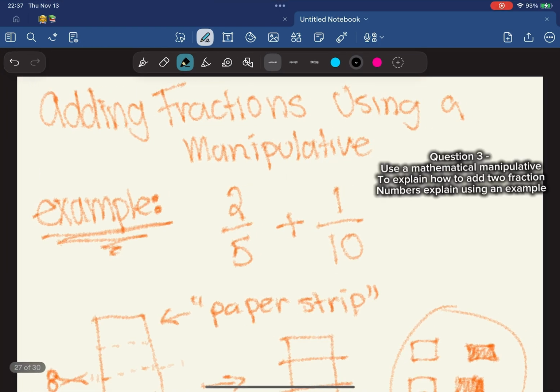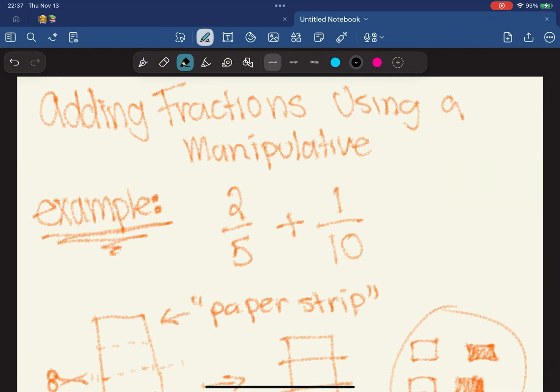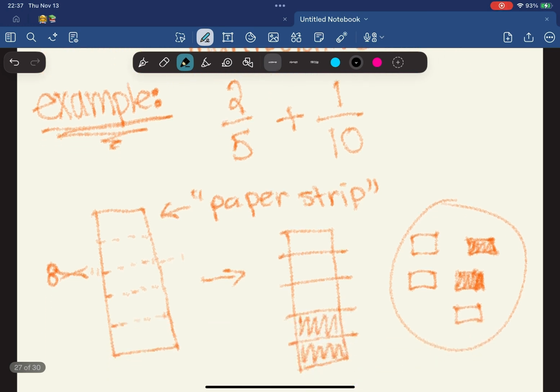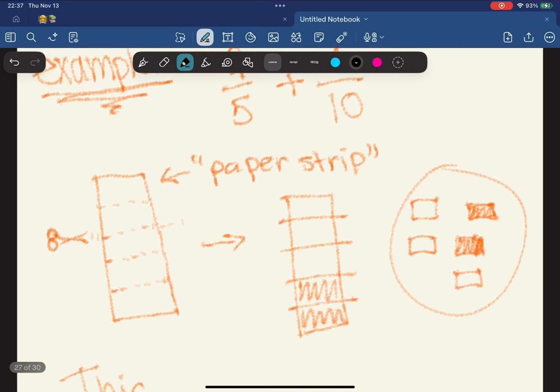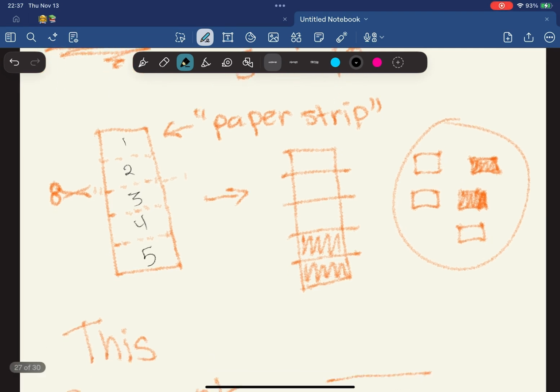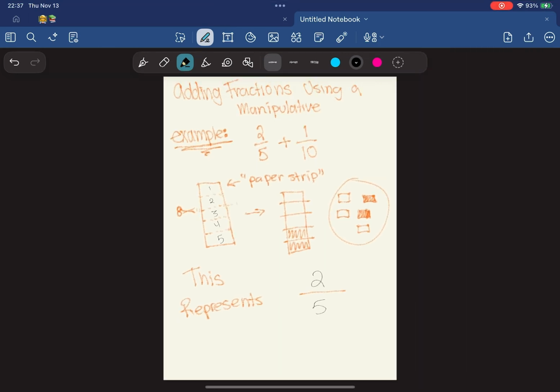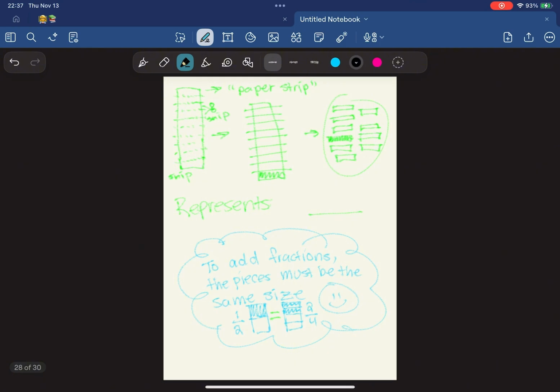So then for the final section, we are going to be adding fractions using a manipulative, and that manipulative again is going to be our paper strips. I actually find this really interesting when I stumbled upon it, so I really liked incorporating it. So we are going to be doing 2/5 plus 1/10. Here we have our first paper strip, and we are going to cut it into 5 pieces, like we showed in our little example. And this is going to represent 2 out of 5. Again, we shaded in those 2 spaces.